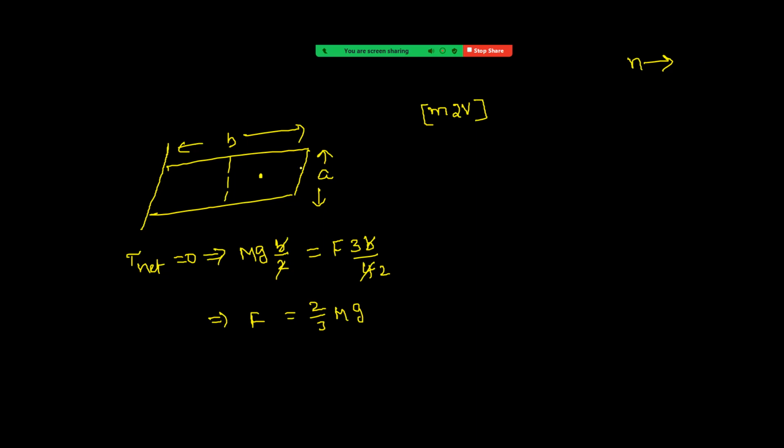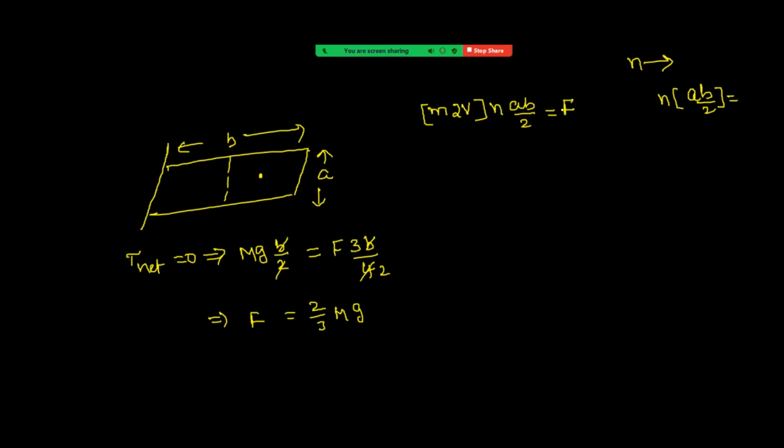And you can see this area equal to a into b by 2. If you multiply n with area, this is giving us the number of collisions per second. Multiplying this n with area gives us the number of collisions per second. So if I am multiplying that with this one, n into ab by 2, this is giving us a force.